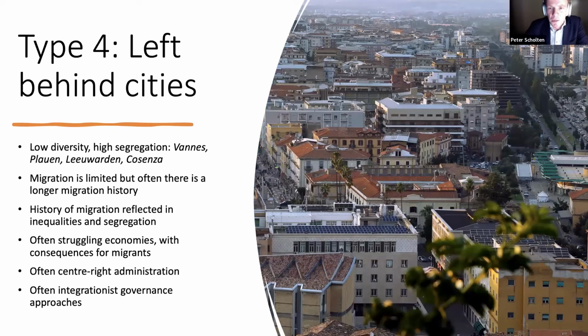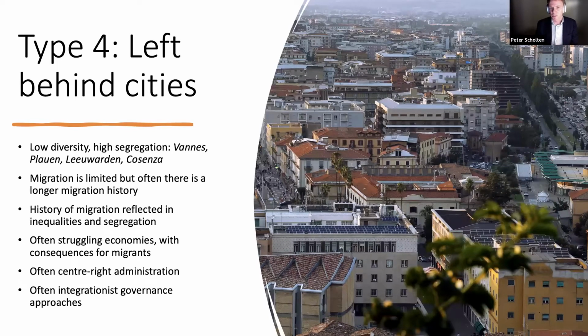Then the last type, we call them, it now has a clearly negative connotation, but we call them the left behind cities. Low diversity, high segregation, cities like Vannes, Plauen, Leeuwarden, Cosenza. Migration here is very limited, but there is usually some migration history in the city connected to some industrial or economic past of the city. And migration is then connected to that economic history, often a history of economic decline.